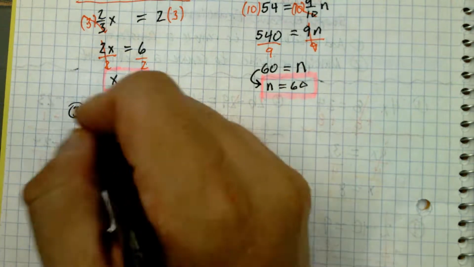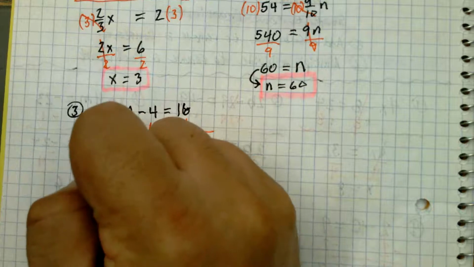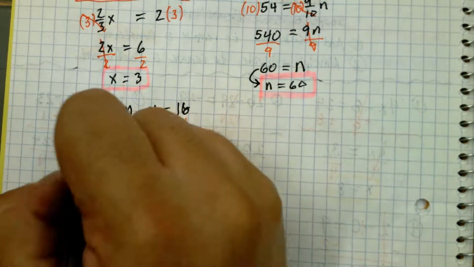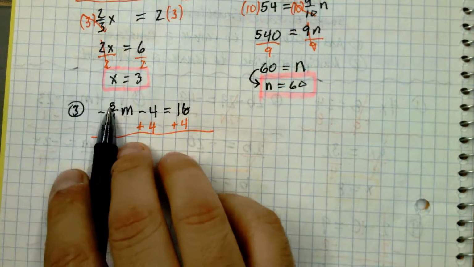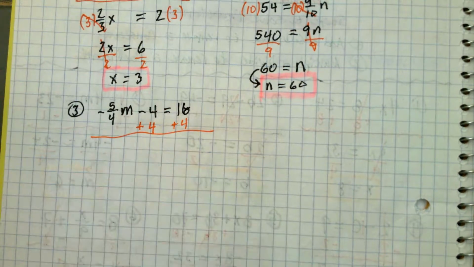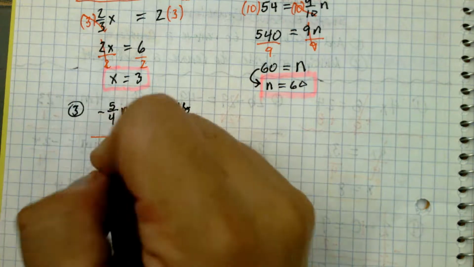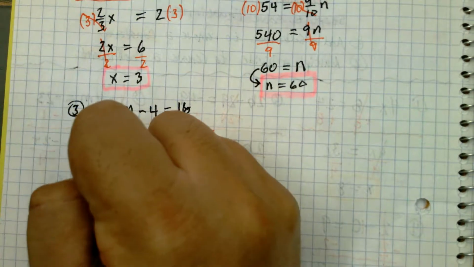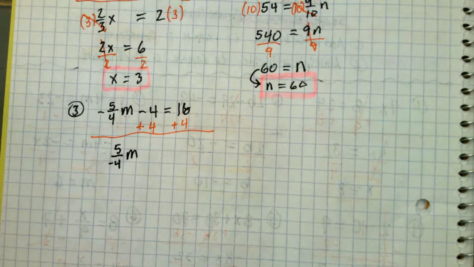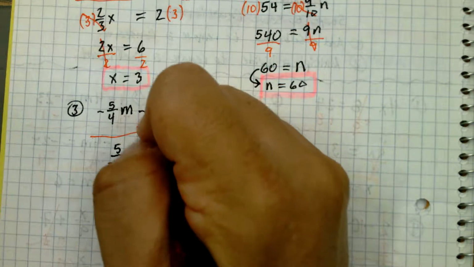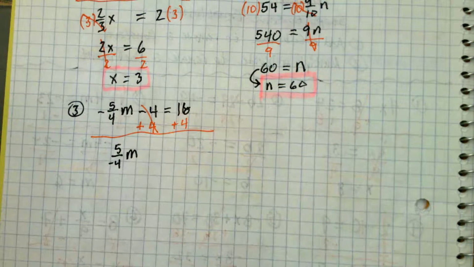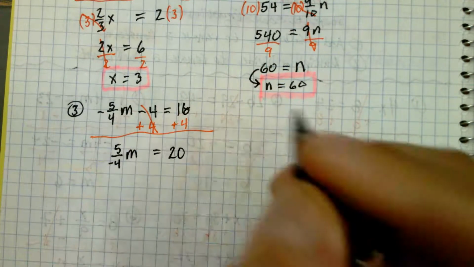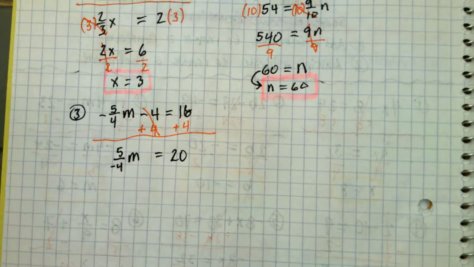All right. So you got negative 5/4, and just bring it. I'm going to do one thing, though. I'm going to take this negative and put it in the denominator. You can put the negative in the numerator or denominator. I just want to get rid of it right away. So I'm going to put 5 over negative 4 times m. Negative 4 and positive 4, that makes 0. Gone. 16 and 4 is 20. And I'm ready to do the next step.